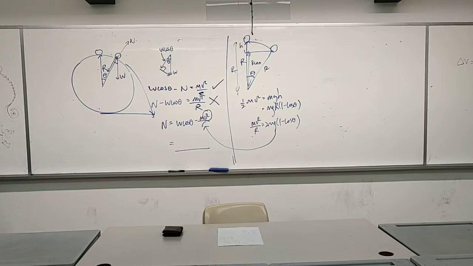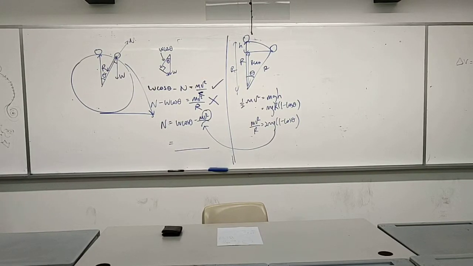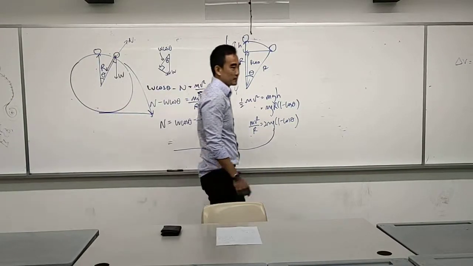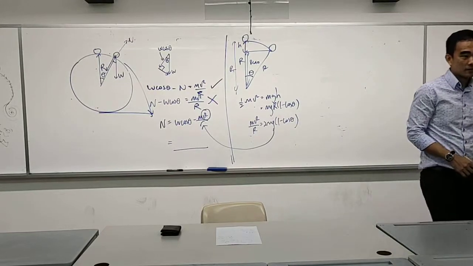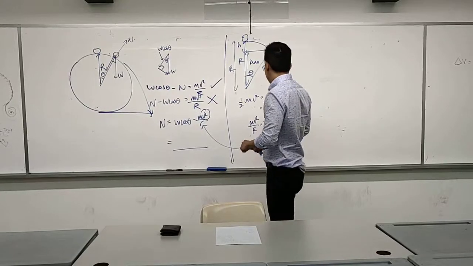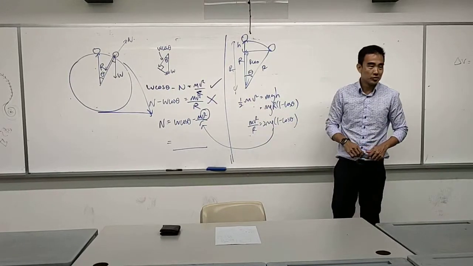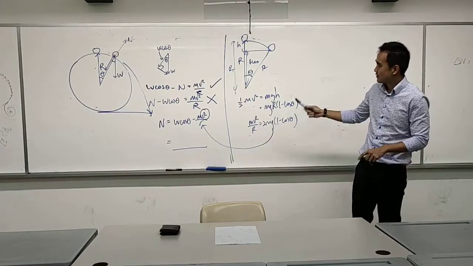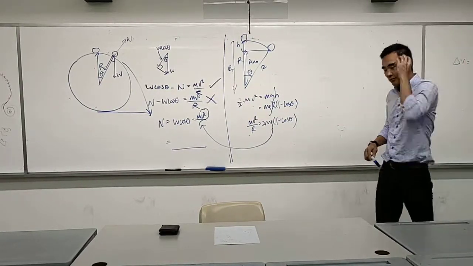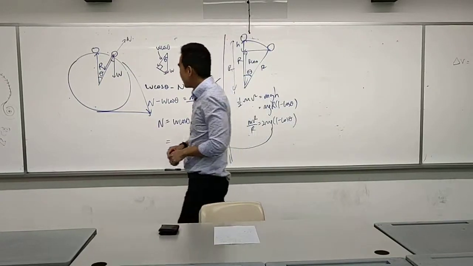Cosine inverse 2/3. 48. I thought we need mass. No, you don't need mass. The m over here you can cancel with the m in mg, so in fact the g also cancels. 48.